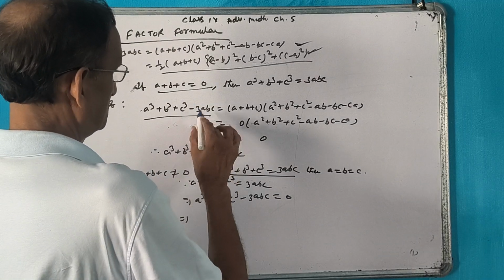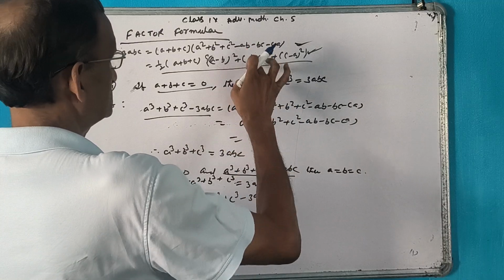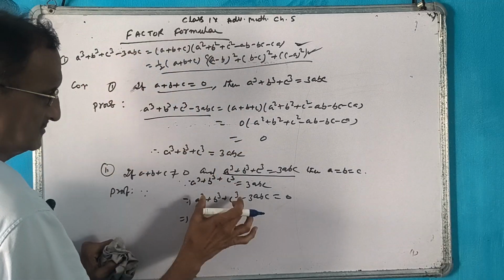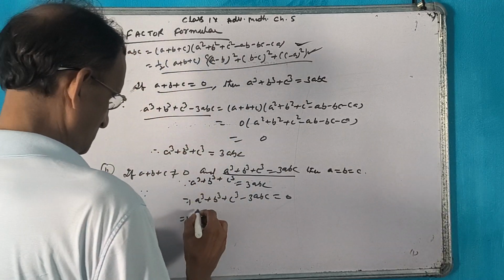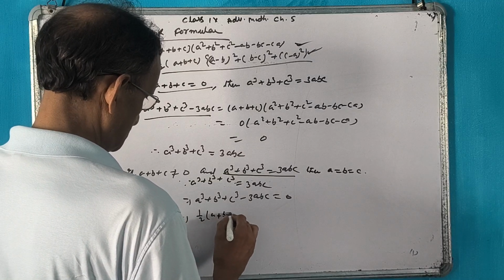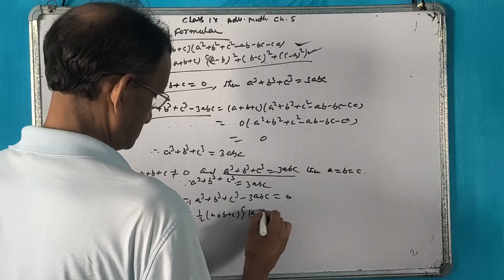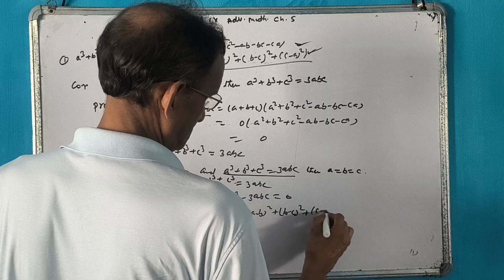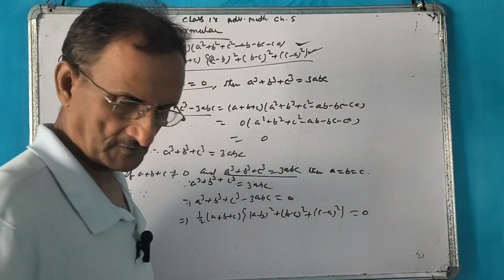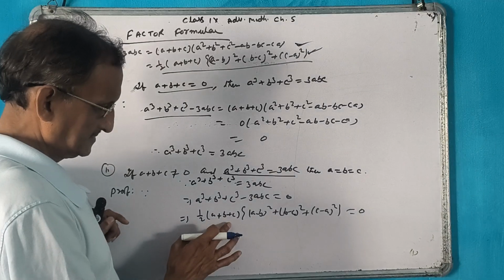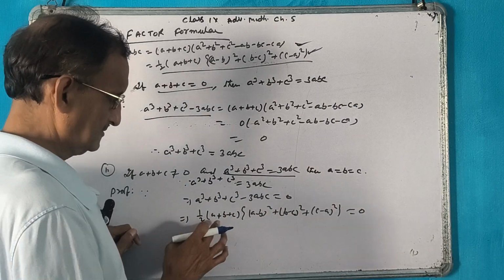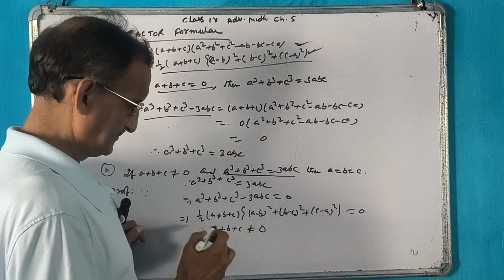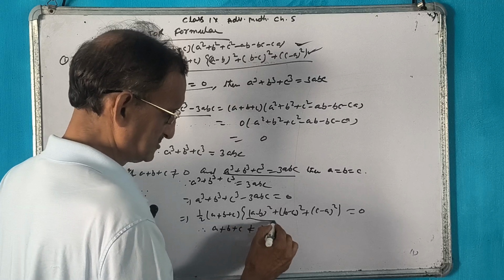Now better write the formula. Either you can write the first or second, so I am writing this one. Here this is equal to 0. So for this we have the formula half into a plus b plus c into a minus b whole square plus b minus c whole square plus c minus a whole square. This is equal to 0. Now see here, the product of this and this equals 0. This is a half, so it cannot be 0. Since a plus b plus c is already not equal to 0, it cannot be 0. So only we have this option.